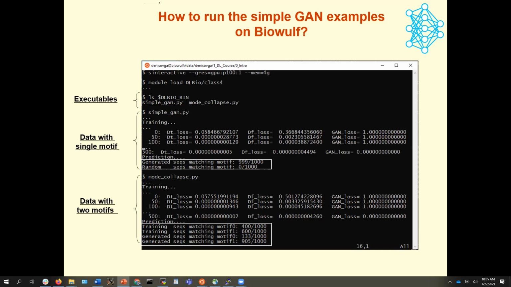Any other questions about this introductory part? This is the last slide of the introductory part. Now we proceed to the discussion of the biological example.